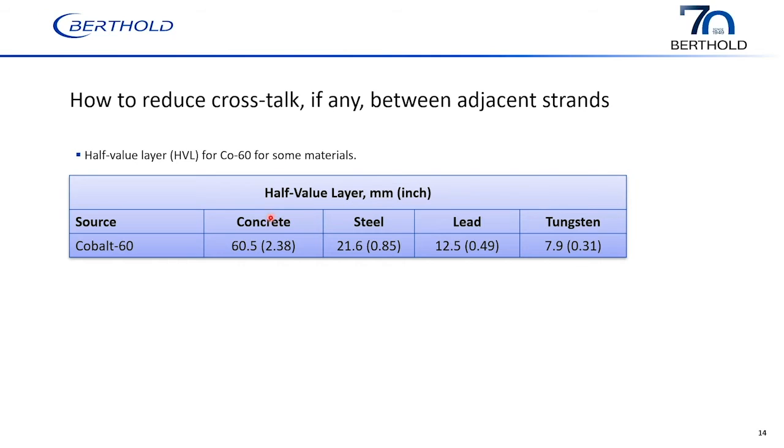We have different materials: concrete, steel, lead, and tungsten. And they also go from concrete to tungsten in density. So concrete has the lowest density and tungsten has the highest density. If we take 60 millimeters of concrete, that will reduce the gamma radiation from cobalt by 50%. That's why it's called a half value layer. Steel, you need about 22 millimeters to reduce the gamma radiation by 50%. Lead, you need 30 millimeters, and tungsten, you need about 8 millimeters.